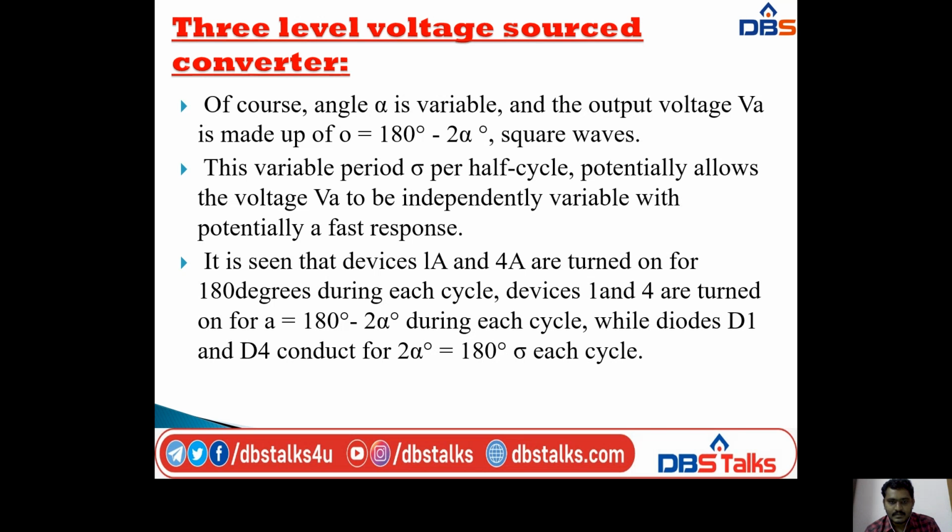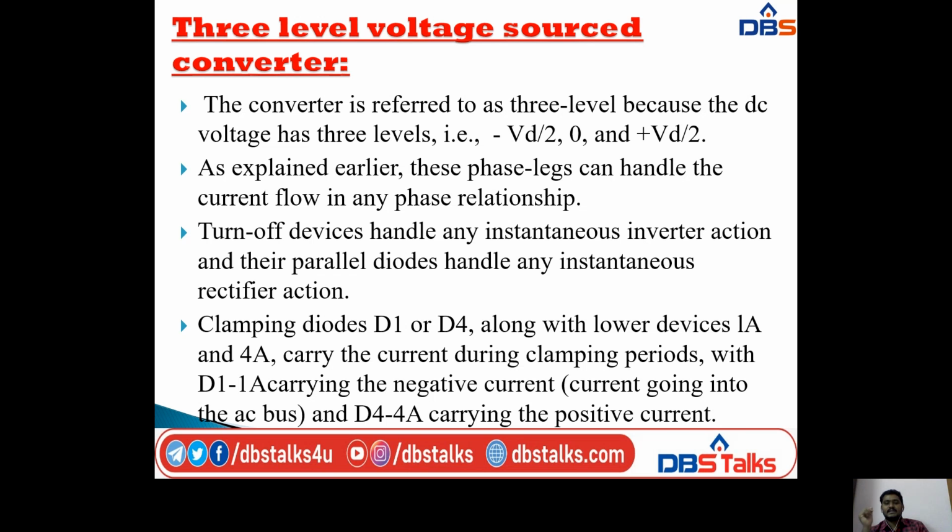Next, the converter is referred to as 3-level, that is the 3-level voltage source converter, because the DC voltage has 3 levels: one is minus Vd by 2, another is 0, and the third is plus Vd by 2.